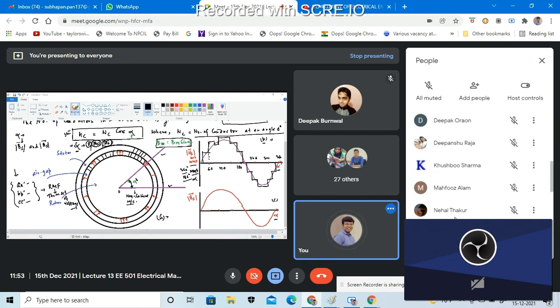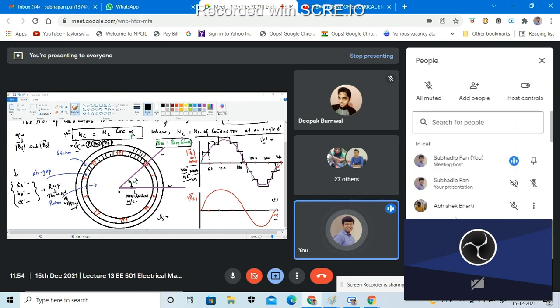In the next lecture we will discuss how the induced voltage in an AC machine arises, that means what the induced voltage in a coil will be for the two-pole stator machine, and what the induced voltage in a coil will be for the four-pole stator machine.